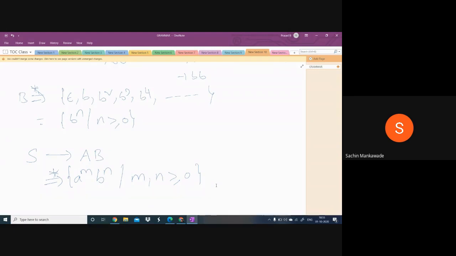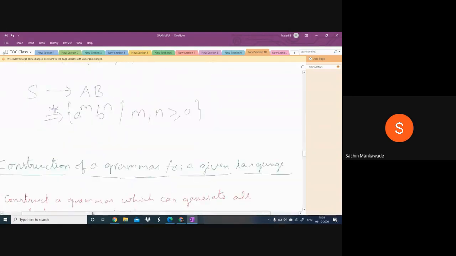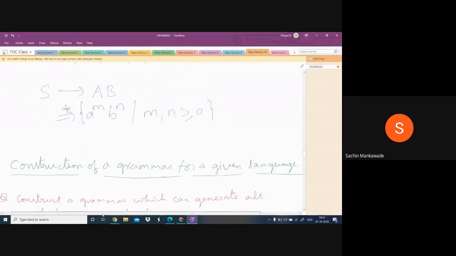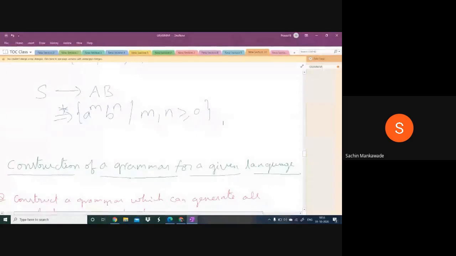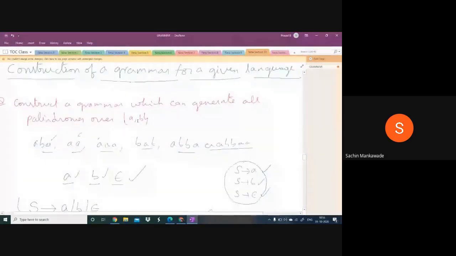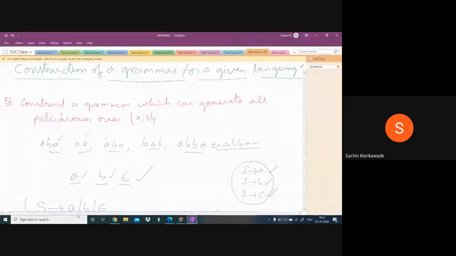Okay. Now take the question. Heading: construction of a grammar for a given language. That is the heading. Construction of a grammar for a given language. Take the question. Construct a grammar which can generate all palindromes over the set A, B. Construct a grammar which can generate all palindromes over A, B.